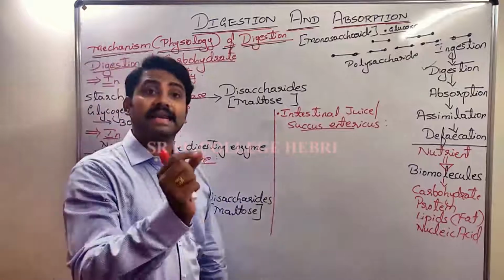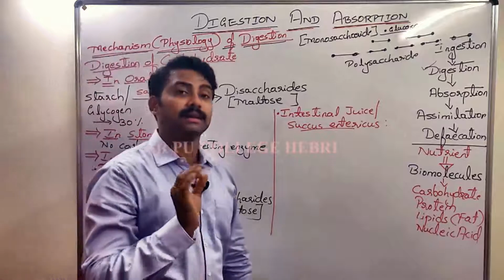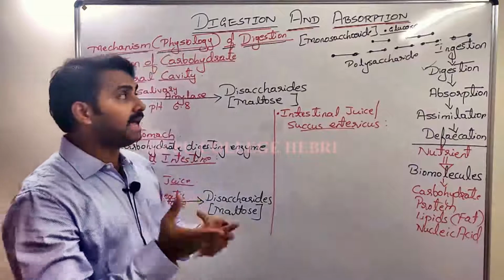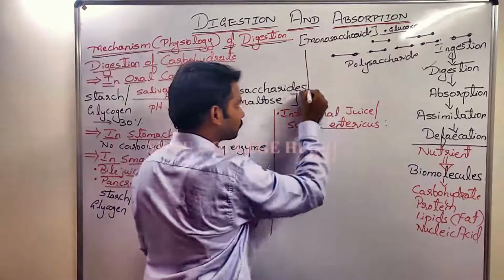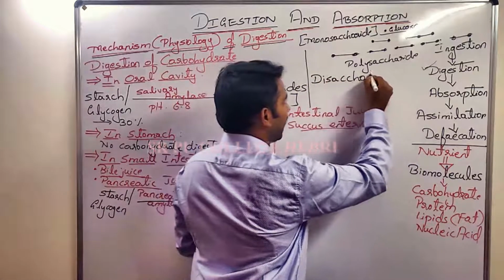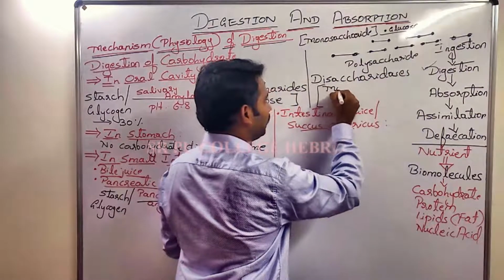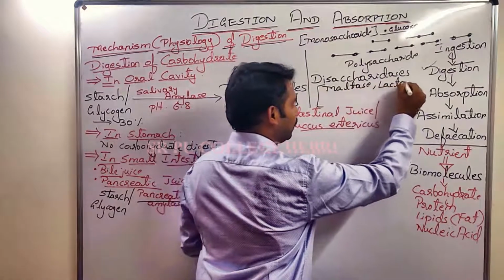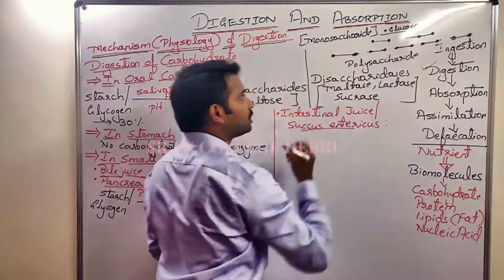Does it have any carbohydrate digesting enzyme? Yes. What is that? Disaccharidases. Try to focus on the term. I will write here. The enzyme present in this is disaccharidases. The disaccharidases are three types. They are maltase, lactase, and one more, sucrase.